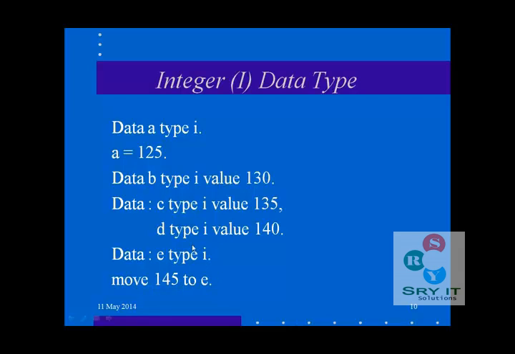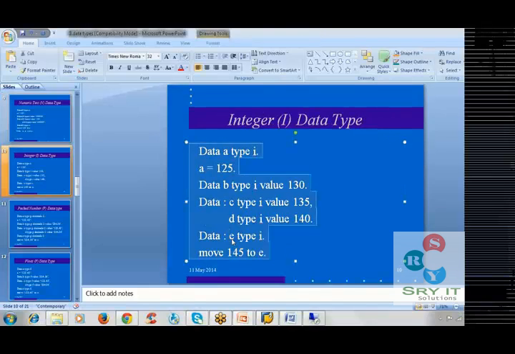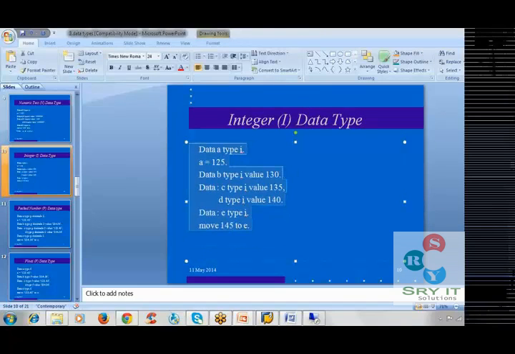And what is your write statement for this? Write colon A comma B comma C comma D comma and E. This is the write statement. Whatever value is assigned to these objects, you will get as output after execution. Any questions? No, that's fine.